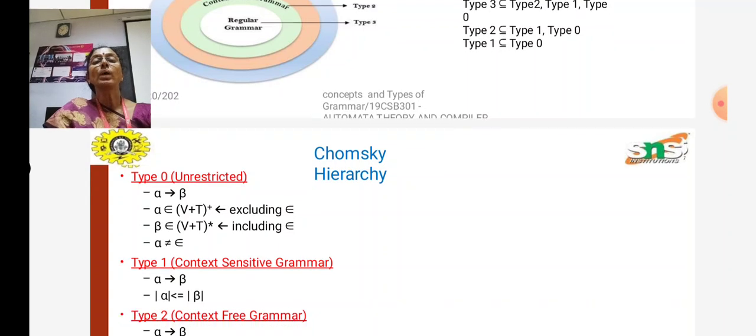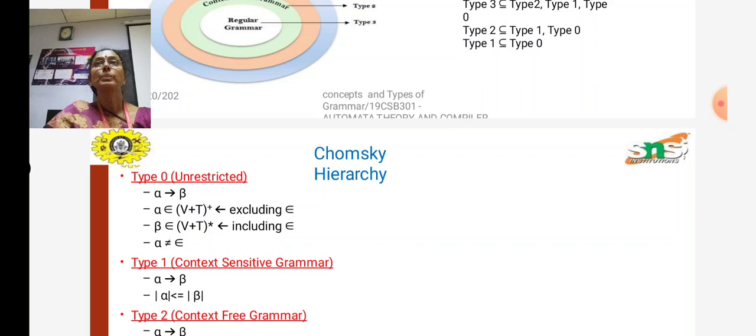The next is type 1. Type 1 is a context sensitive grammar. All the type 0 rules are applicable to type 1, and it also includes that the length of alpha is less than or equal to the length of beta. This is an additional rule for constructing type 1 grammar. So alpha should belong to V plus T positive closure, and beta should belong to V plus T Kleene closure, and also the length of the left hand side should be less than or equal to the length of the right hand side of the production. This is the type 1 grammar.